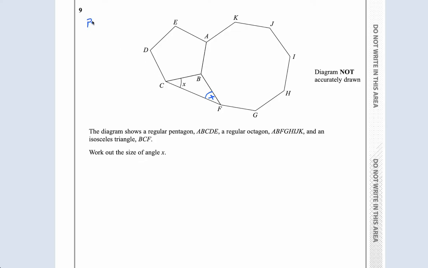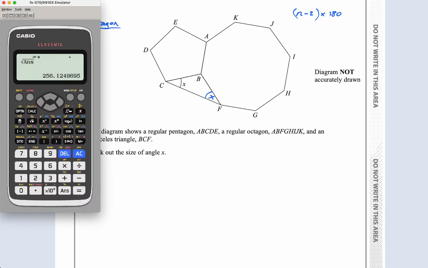Okay, in a pentagon, the interior angles add up to what? Well, if you remember, the formula is n minus 2 times 180, where n is the number of sides in a polygon. So in a pentagon, it's 5 minus 2 is 3, so it's 3 times 180. That's 540.